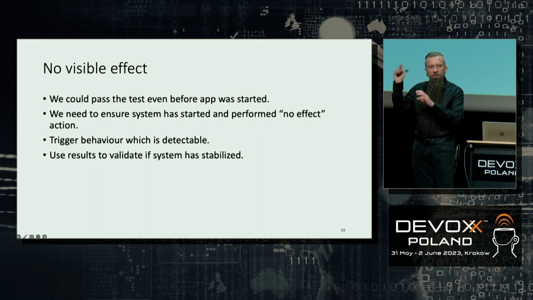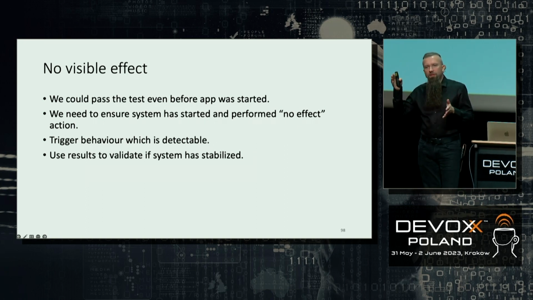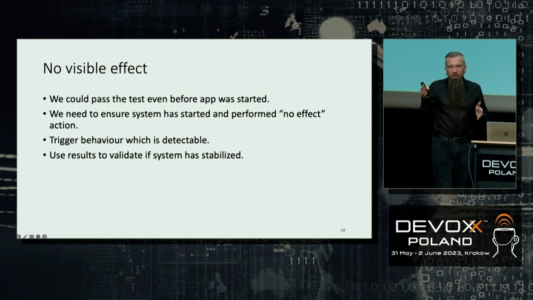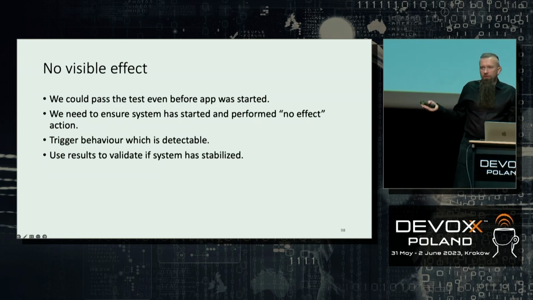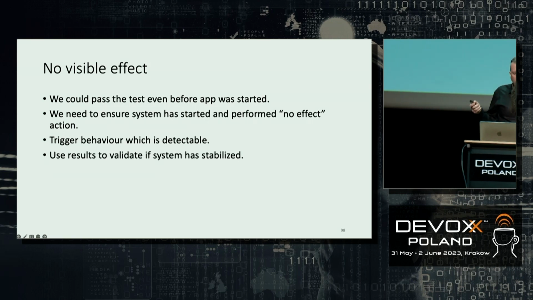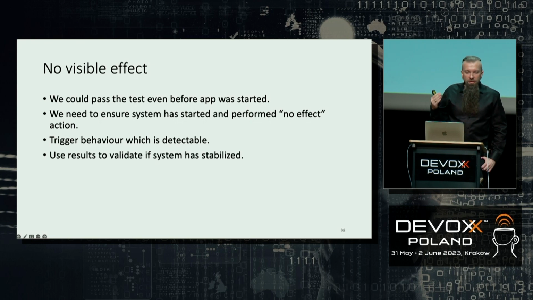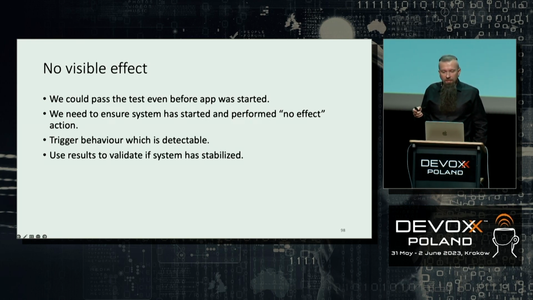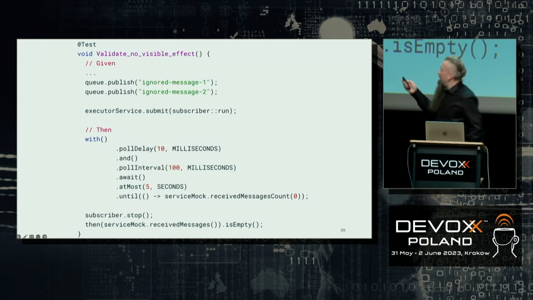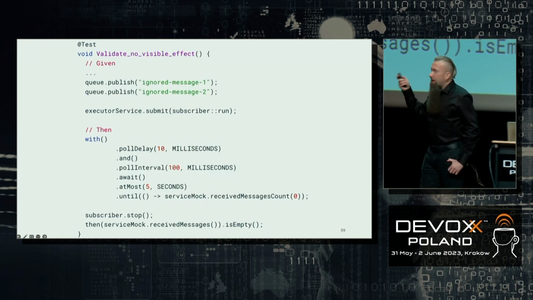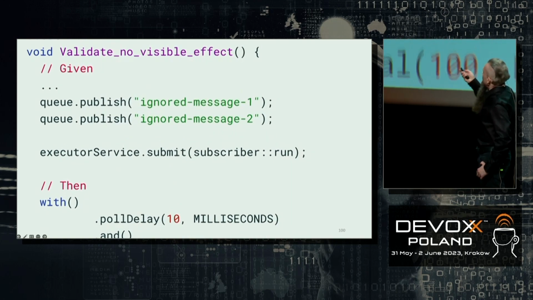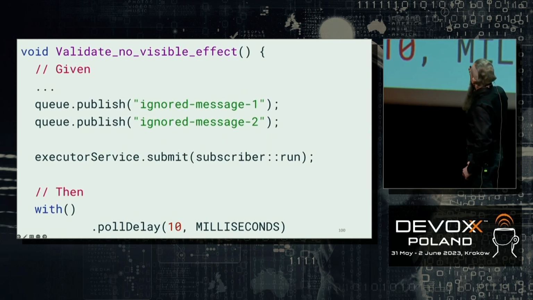For example, we are going to post messages which are going to be ignored, and in fact we have 0 messages at the return, no effect. So we need to ensure the system has started and performed no effect action. We need to trigger behavior which is detectable and use results to validate if the system has stabilized. In our case, it would be publishing on the queue only ignored messages.